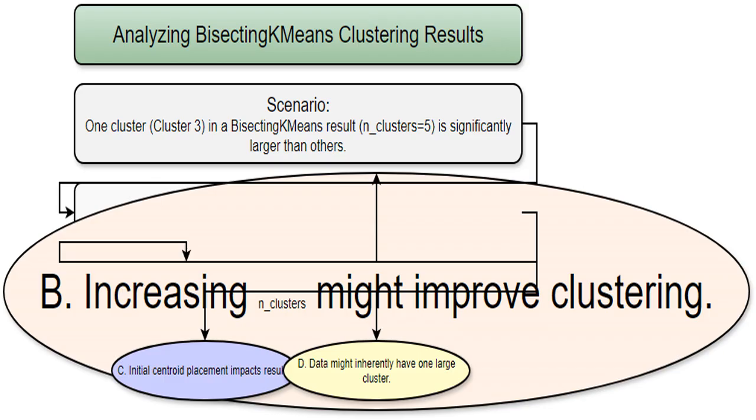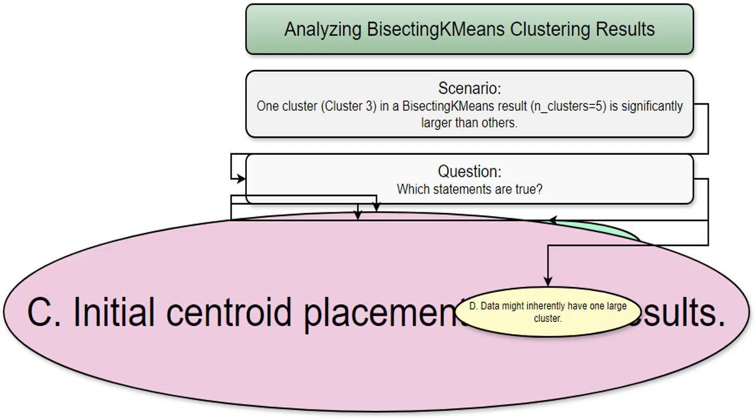Here, we're considering increasing the number of clusters, n_clusters. I see that increasing the number of clusters might help. It could split cluster 3 into smaller, more manageable groups, leading to a more refined clustering. This statement focuses on how the initial positions of the cluster centers, centroids, influence the outcome. I agree, BisectingKMeans is sensitive to this, so using a different random starting point might give better results.